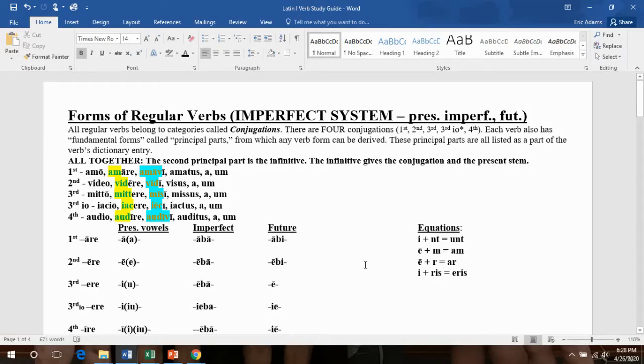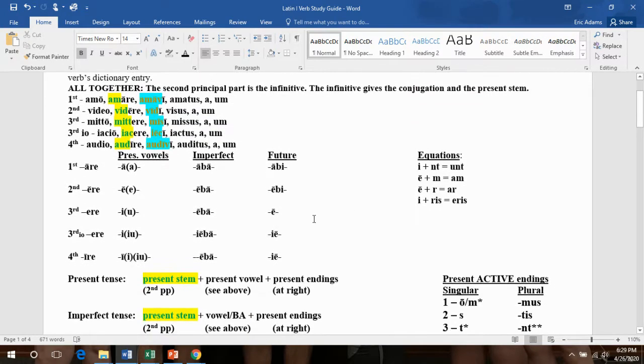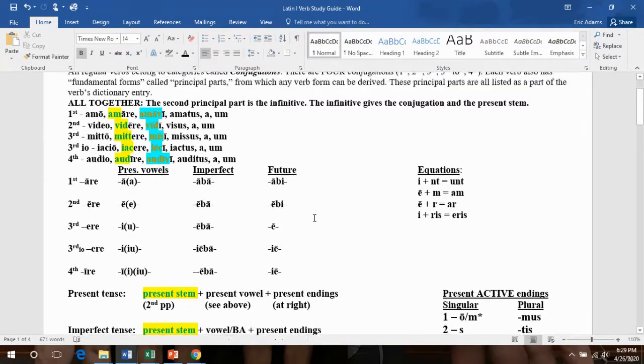Okay, this is a review of the verb forms that we have learned so far, as well as an introduction of two new tenses. So I'm going to go rather quickly. First and foremost, all verb tenses can be divided into two parts.